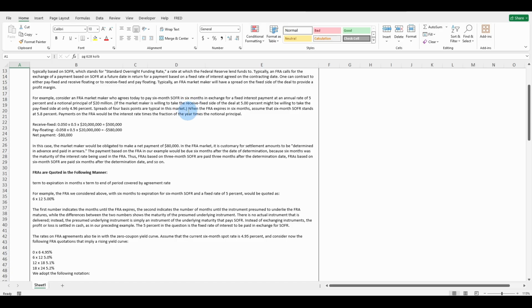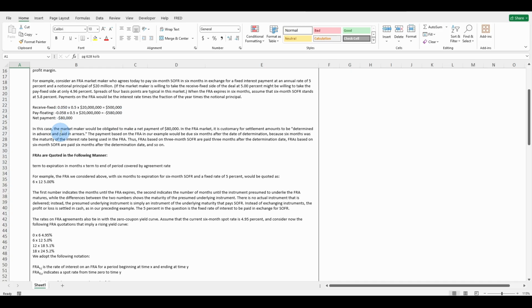While the FRA expires in 6 months, assume that the 6-month SOFR stands at 5.8%. Payments on the FRA would be the interest rate times the fraction of the year times the notional principal. Receive fixed: 5% times half a year times 20 million, 500 grand. Pay floating: negative 0.058 times half a year times 20 million, 580 grand. Net payment 80 grand. In this case, the market maker would be obligated to make a payment of 80 grand.